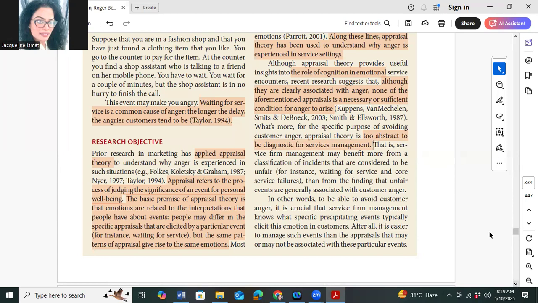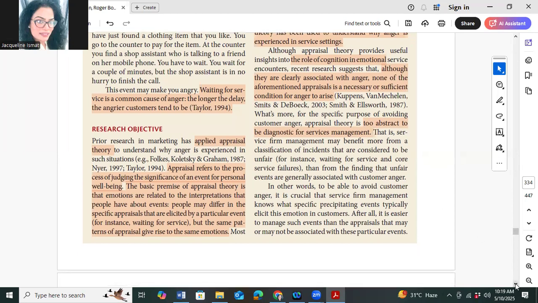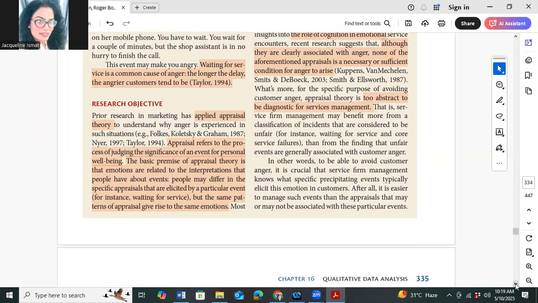In other words, to be able to avoid customer anger, it is crucial that service firm management knows what specific precipitating events typically elicit this emotion in customers. Obviously, यानी कि अगर वो फॉर्म्स जो कि सर्विस सेक्टर में है वो पहले से जान लें कौन से वो इवेंट्स होते हैं, क्योंकि जहाँ पे इमोशन कंज्यूमर का ट्रिगर होता है तो वो सिचुएशन पहले हो ही ना.